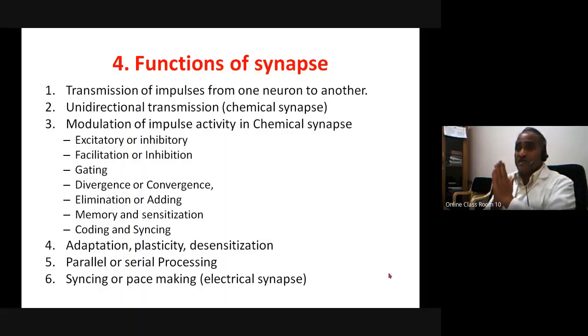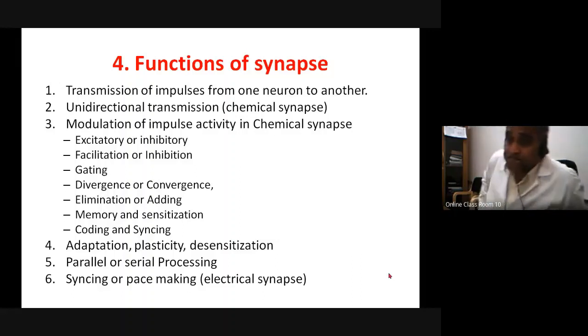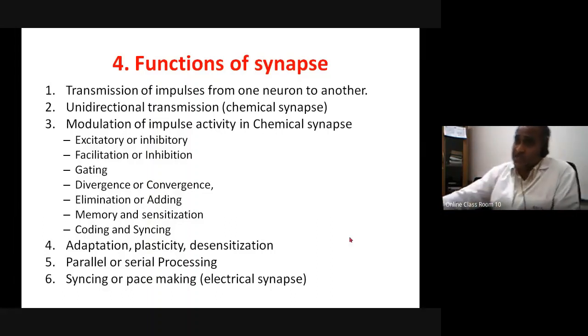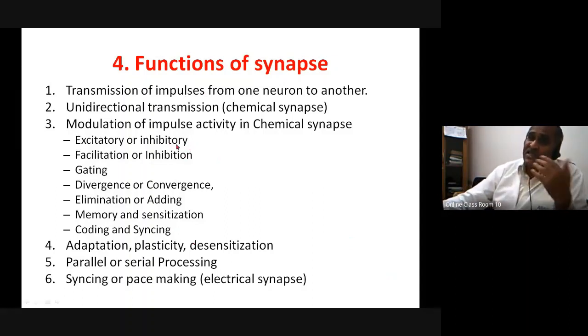Chemical synapse is highly evolved, and it is necessary for the modulation of the impulse. So what is this modulation all about? It means modulating either as an excitatory or an inhibitory component. So that means either it is depolarization or hyperpolarization. That's one aspect. So facilitation and inhibition.